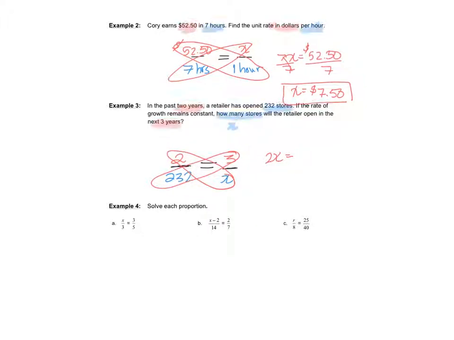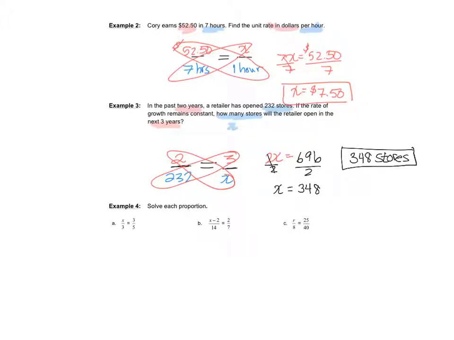$696. Divide both sides by 2, and x equals 348. So how many stores? 348 stores. I always go back to the question, just to make sure I'm answering what was actually asked.